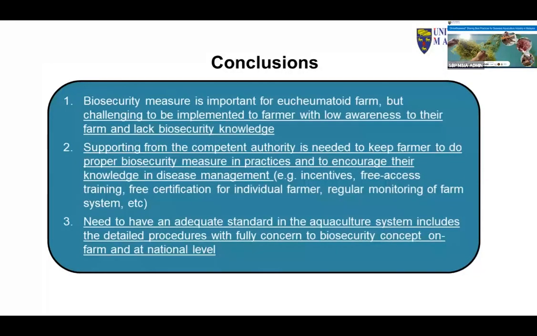As a conclusion, biosecurity measures are important for a eucheumatoid farm, but challenging to implement on farms with low awareness and a lack of biosecurity knowledge. Support from the competent authority is needed to keep farmers doing proper biosecurity measures in practice and to encourage their knowledge in disease management. There is a need for an adequate standard in the aquaculture system, including detailed procedures with full concern for the biosecurity concept on farm and at national level.